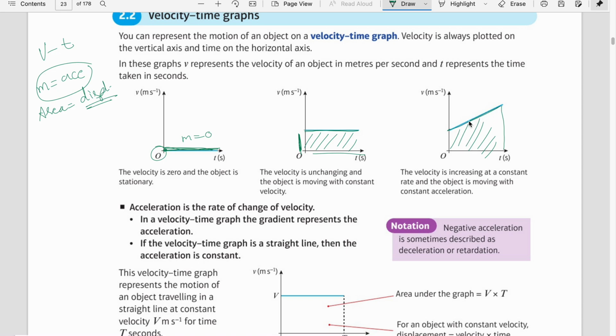Looking at the gradient, it is a constant gradient. That means the gradient gives you the acceleration, so that is a constant acceleration. Speed is increasing at a constant rate.